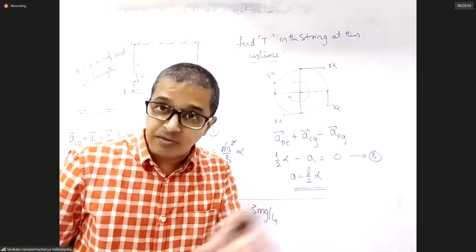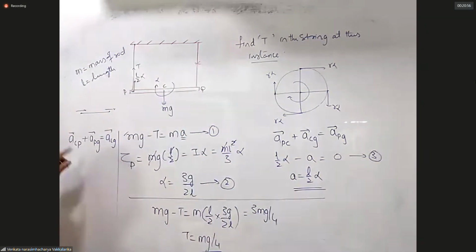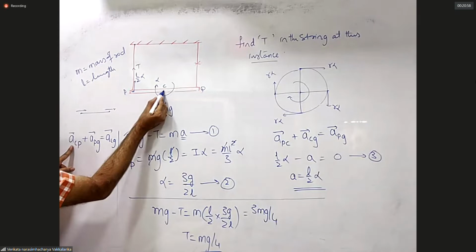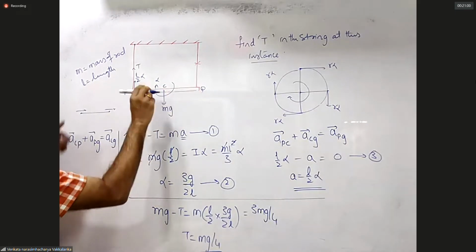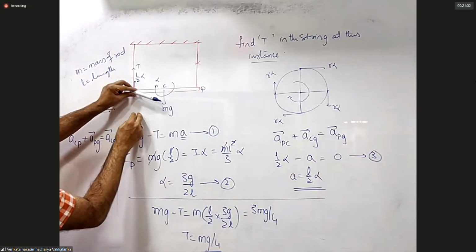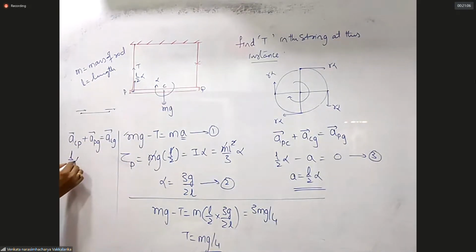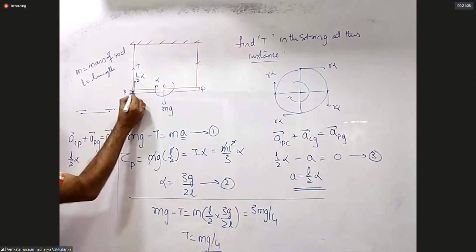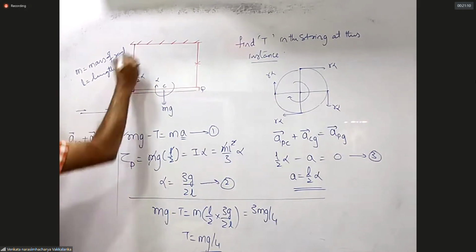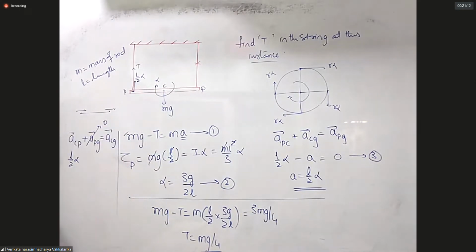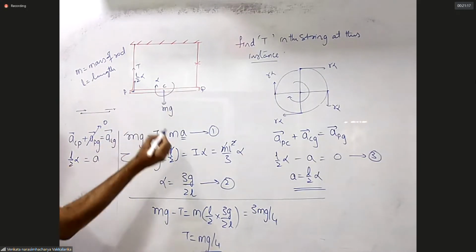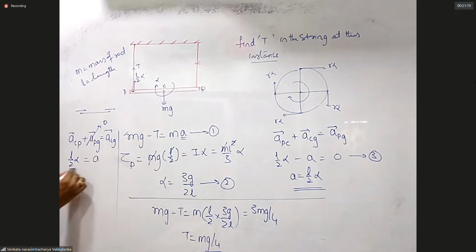You can do the reverse also. Sir, the same will come from this as well. Yes, acceleration of center of mass with respect to point P will be L by 2 alpha in the downward direction. L by 2 alpha. Acceleration of point P with respect to ground is same as that of this. This should be 0. Acceleration of center of mass with respect to ground is A.